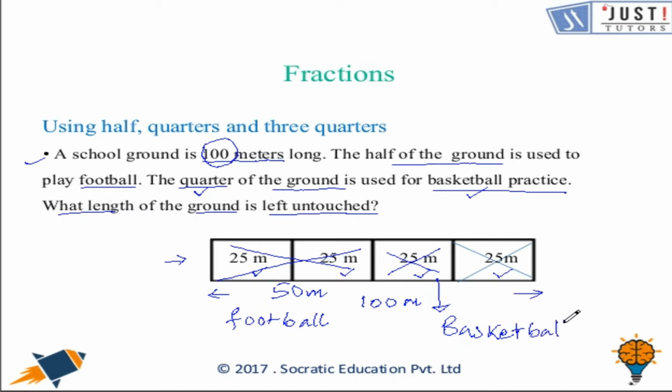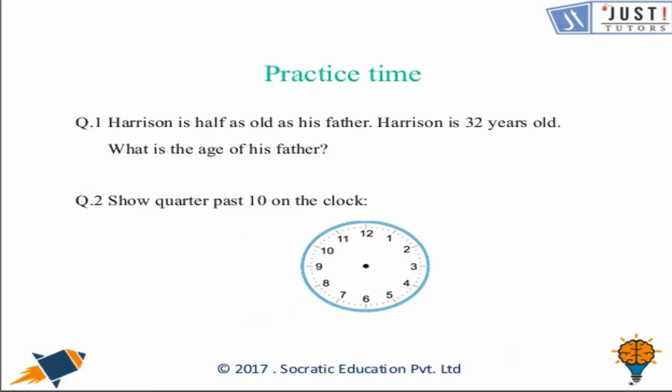Now out of 100, 3 quarters are already used. 2 quarters for football and 1 quarter for basketball. That means we are left with 25 meters, which is left untouched. Now we have some practice questions to do. Let's consider these questions one by one.